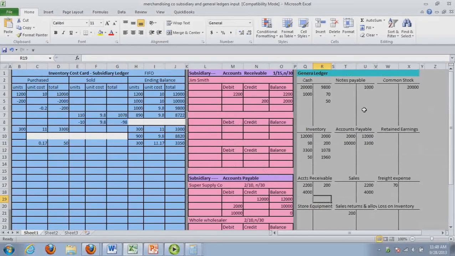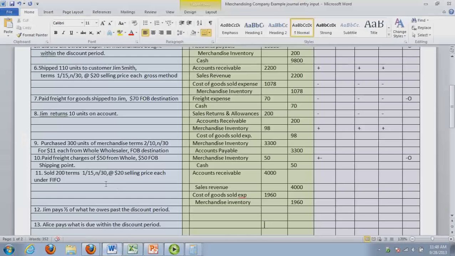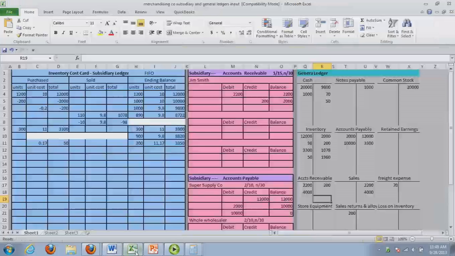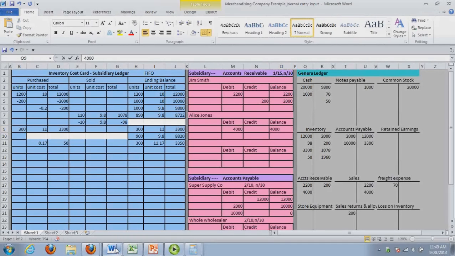Okay, now let's look at the cost cards. We need accounts receivable, and the name of the customer, if we go back and look. Looks like I forgot to name this person, but I use it later. So it's Alice Jones. Okay, so Alice Jones, we're going to set up a subsidiary ledger for her, and it's a $4,000 debit to accounts receivable, so it's $4,000 in the subsidiary with an ending balance, of course, of 4,000. Okay, so that's good for the subsidiary.